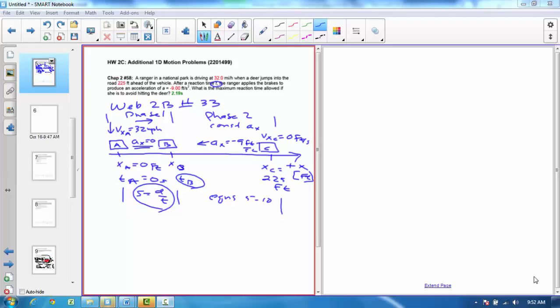All right? And so the key item that we want to find is the time she has to apply her brakes safely in order to stop from hitting the deer. So what do I do? What should we do? We've drawn a diagram. We've listed all of our knowns on this diagram. What do we do next?